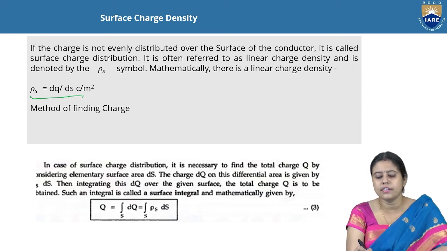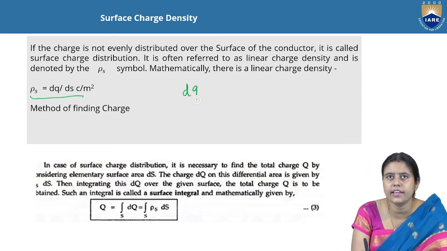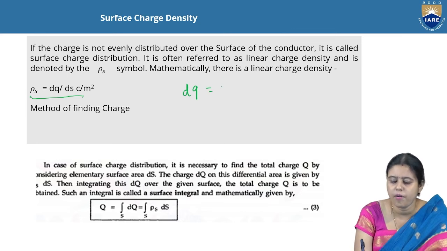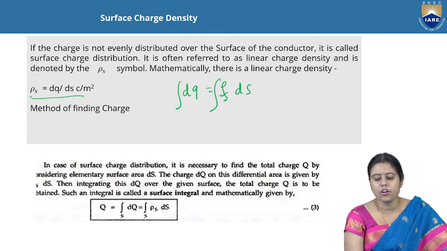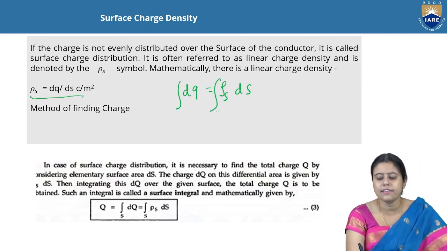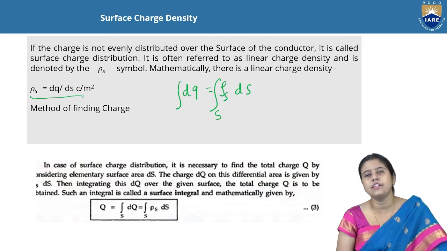And how to get the charge from here? Again, dq is equal to rho S ds. So if we integrate both sides, Q is equal to the integral of rho S ds, and it is a surface integral. We have to integrate along the surface.